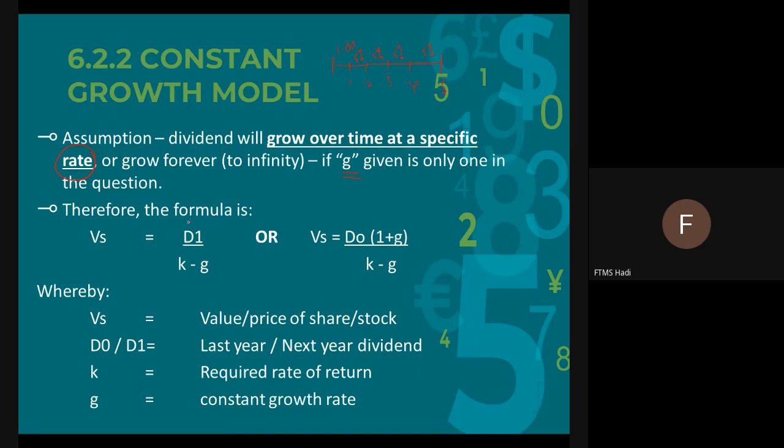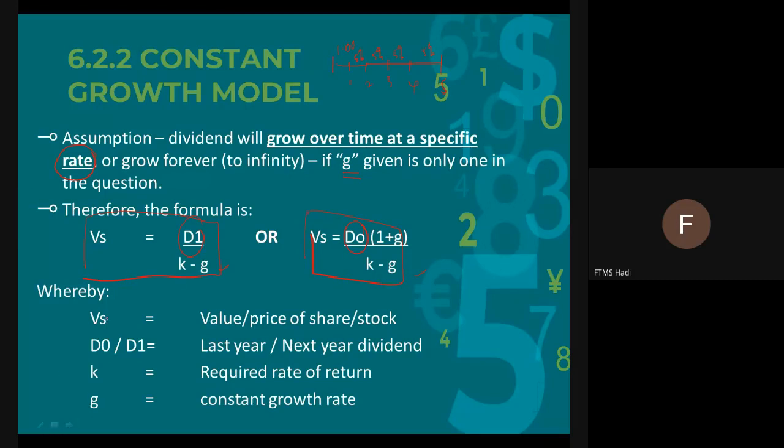So therefore, the formula will be VS equals D1 divided by K minus G, or VS equals D0 times 1 plus G, divided by K minus G. As you can see, these are similar, but the difference is D1 and D0. It depends on the question. If the question mentions D0, then this will be the formula. But if the question mentions D1, which is next year, this will be the formula.